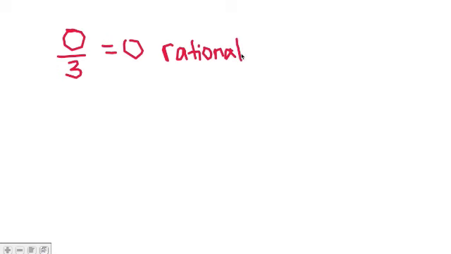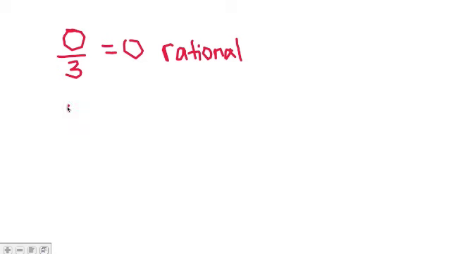What if you have something like this? 0 over 3. Well, we can't divide by 0, okay? So this would just become 0. And is 0 a normal number? Well, it is. It's only rational, though. Okay, 0 is a little funny. So this one here would only be rational. That's the only category it would fall under.